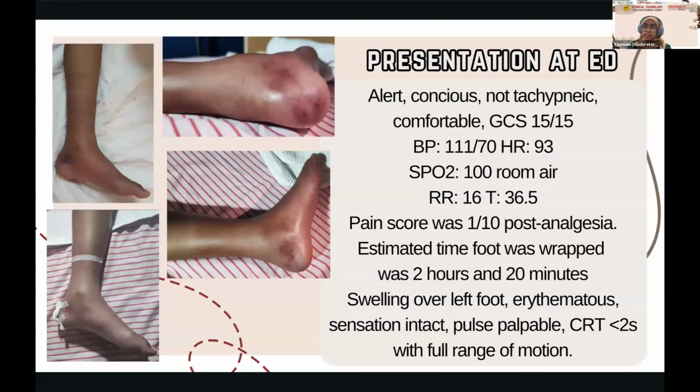So he was given analgesia, and the pain score post-analgesia was 1 out of 10. The estimated time from when the foot was wrapped to when he arrived at the ED was about 2 hours and 20 minutes. And otherwise, on examination of the foot, there was swelling over the left foot. It was erythematous. The sensation was intact. Pulse was palpable. Capillary fill time was less than 2 seconds, and it was with full range of motion.